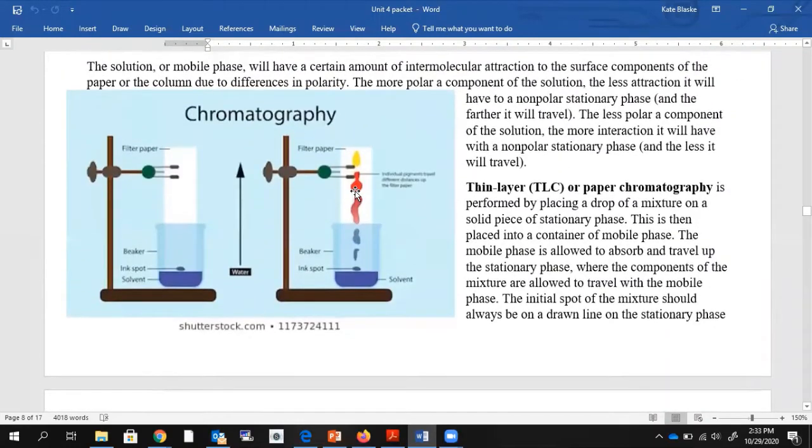If anybody's ever done this as a kid or with your little brothers or sisters, where you take markers and put them on coffee filters, and then you let water or alcohol drip onto it and it makes rainbows, that's paper chromatography. Being able to see the colors that the ink separates out into is chromatography.